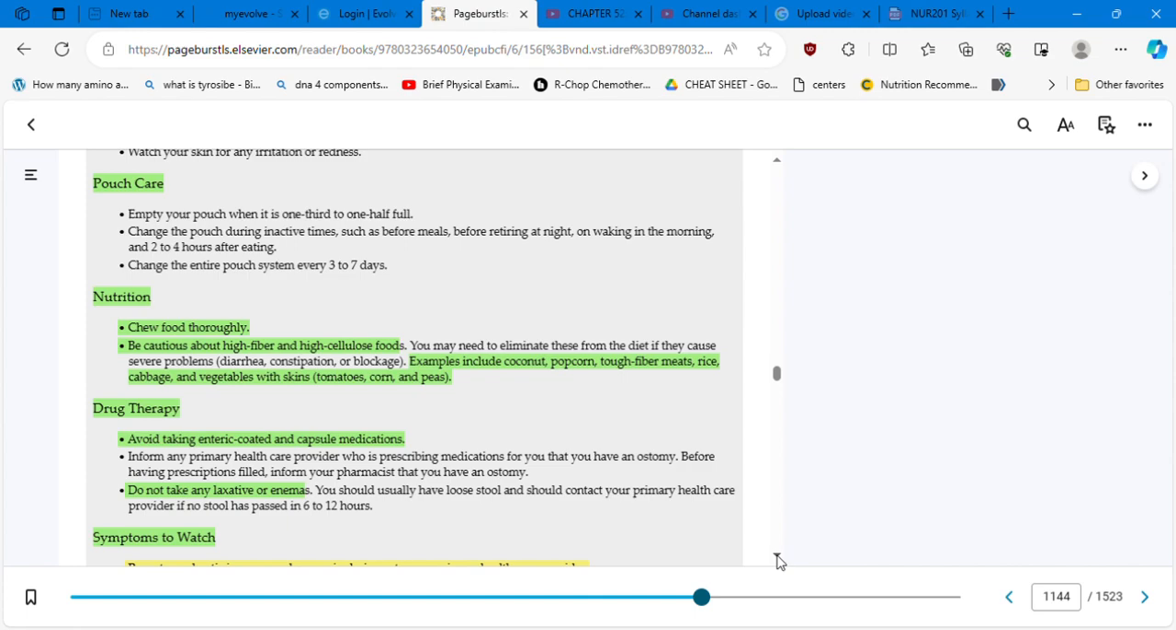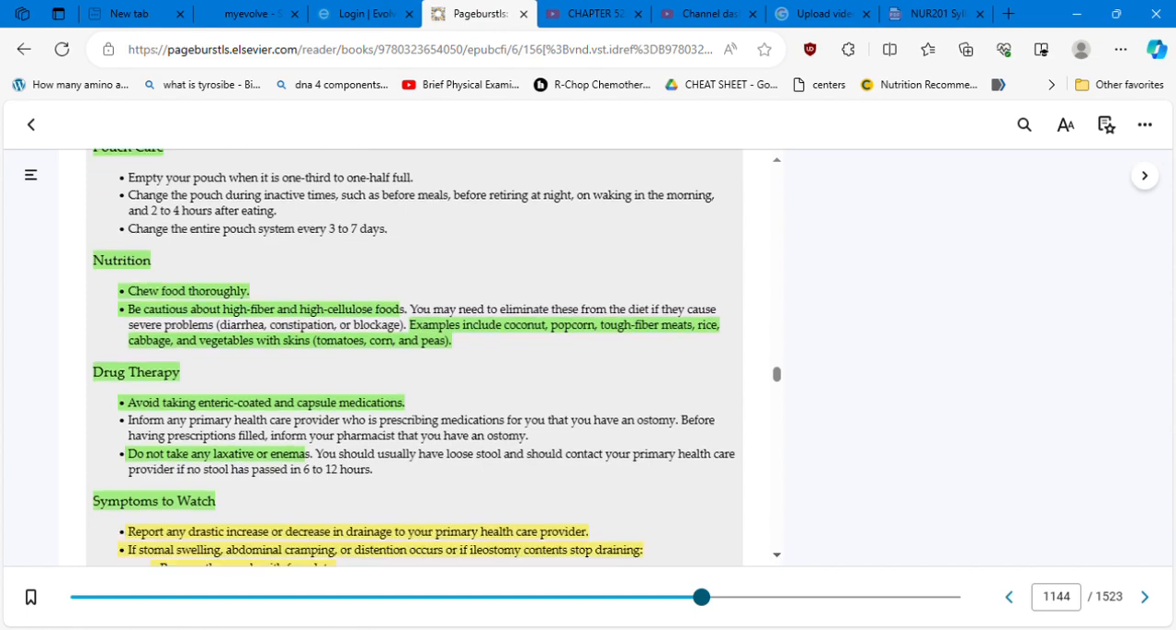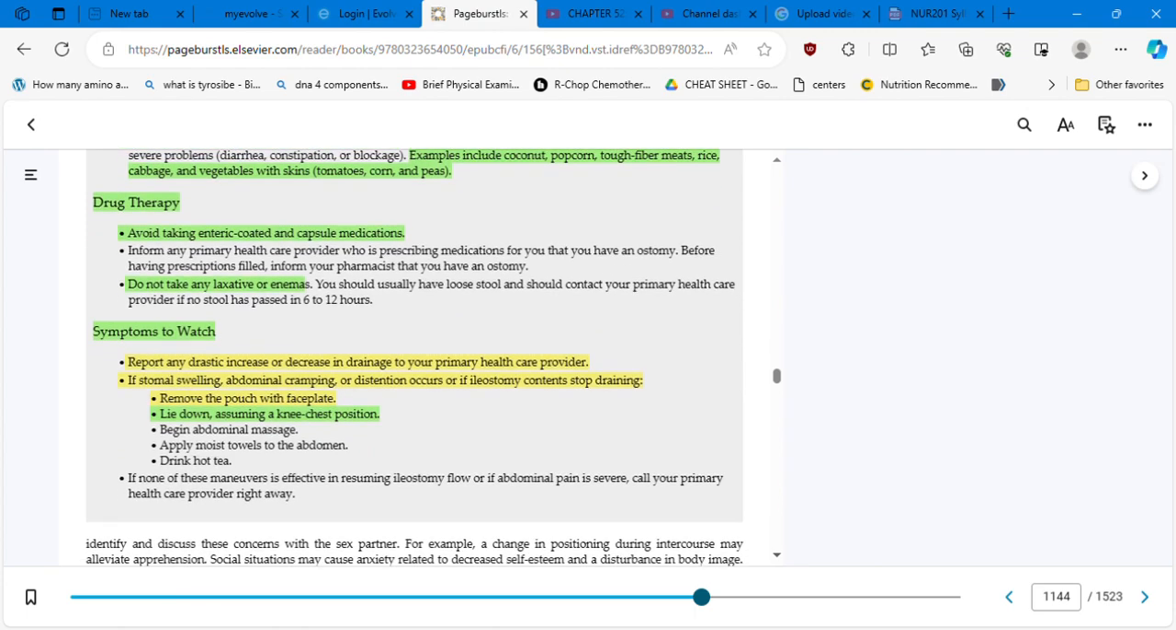Nutrition, chew food thoroughly. Be cautious about high fiber and high cellulose food. Examples include coconut, popcorn, tough fiber meats, rice, cabbage, and vegetables with skin, tomatoes, corn, and peas. Drug therapy. Avoid taking enteric-coated and capsule medications for the risk of bleeding. Do not take any laxative or enemas. We don't want extra activity in the intestinal area. You should usually have loose stools and should contact your primary health provider.